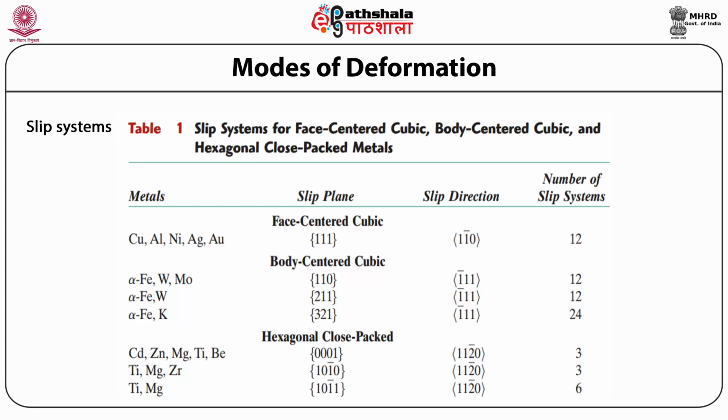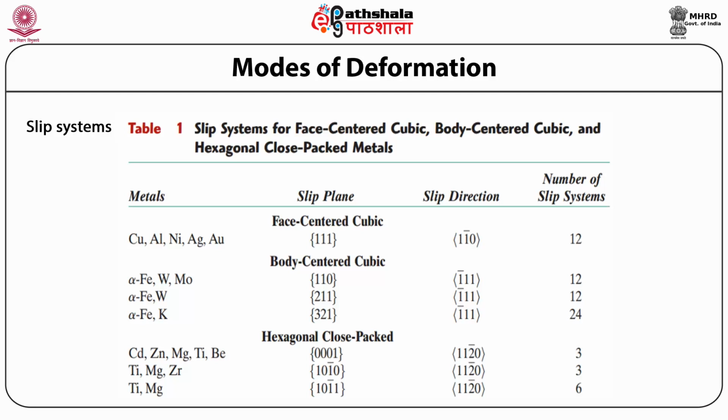The first category, which is the FCC metals, includes copper, aluminium, nickel, gold, and silver. The slip plane is the {1, 1, 1} plane in the curly brackets. The slip direction is <1, 1 bar, 0> in the triangular brackets. And the number of slip systems in this case is 12.